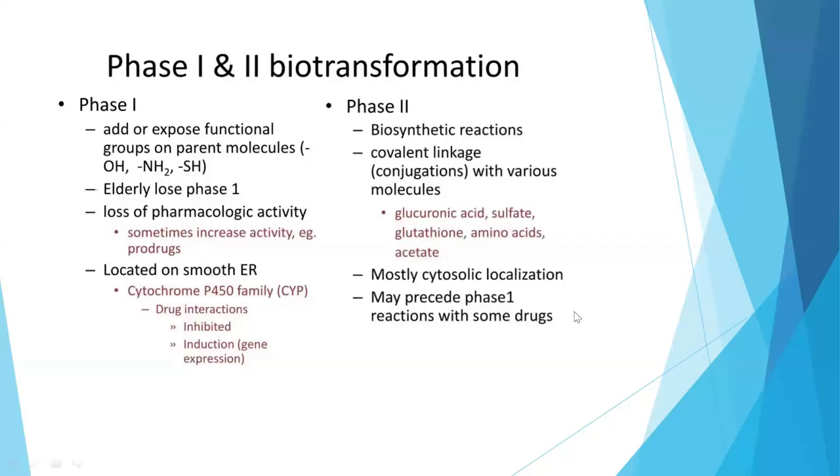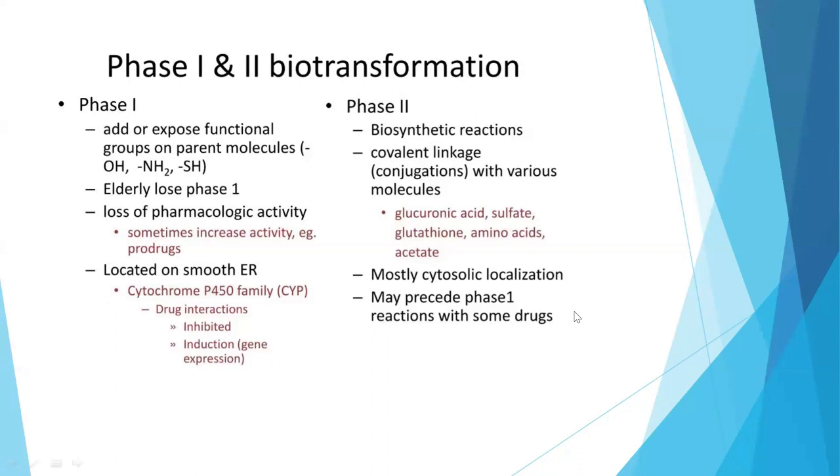Now let's talk about phase 1 and phase 2 biotransformation. Phase 1 is when we add or expose functional groups on parent molecules. The elderly population loses phase 1, so there is loss of pharmacological activity. Sometimes it can also increase the activity, in the case of prodrugs. In the smooth endoplasmic reticulum, there is the cytochrome P450 family, or CYP enzymes. Due to the effect of these enzymes, there are different drug interactions: either the drug may be inhibited or it may be induced.